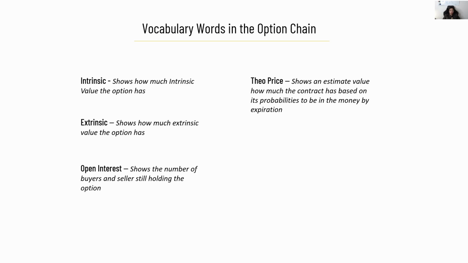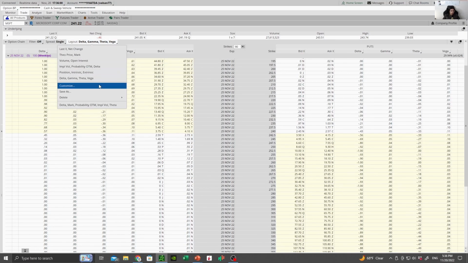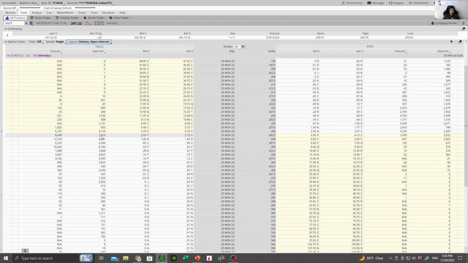This part's very important too: the open interest. The open interest shows you the number of buyers and sellers still holding the option. So what does that mean? If I go to open interest, this is what it looks like. If I look at that same strike price of 245, you can see the open interest is 4,231. What does that mean? Right now, there are currently 4,231 people still holding that option, whether they're sellers or buyers. That's a good thing.